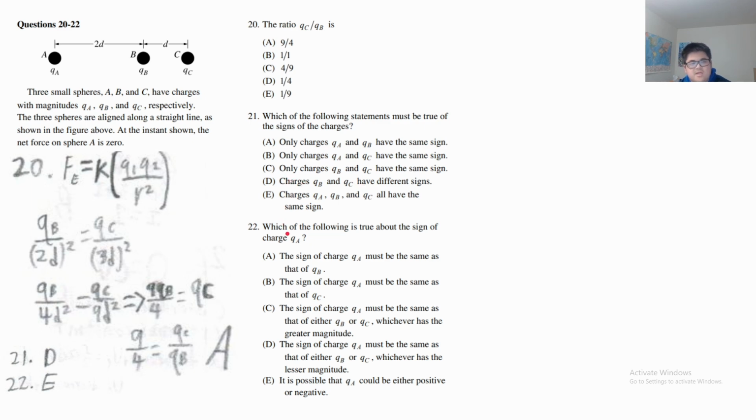Now, question 22 asks, which of the following is true about the sign of charge QA? Well, we don't know. It is possible that QA could be either positive or negative. Nowhere in the question does it specify what charge they have to be. They can be any charge. So the answer to question 22 is E.